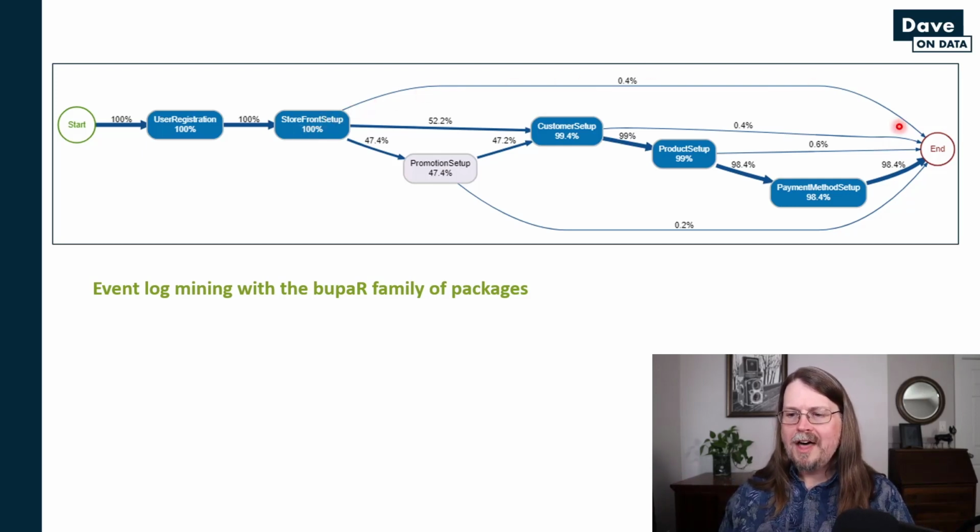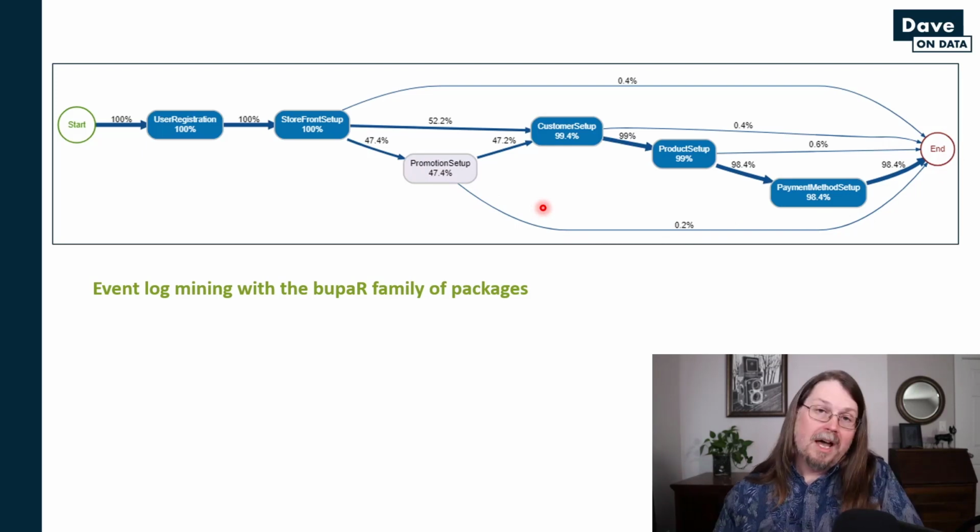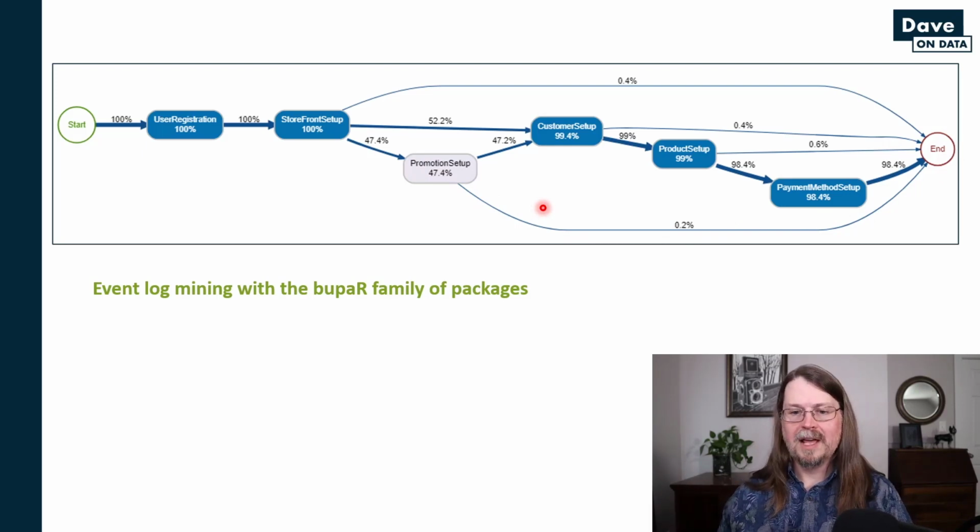0.4% do nothing else. Okay, that's a really small number, but it's still immensely interesting, right? Almost 0.5% of people who set up a storefront just don't do anything else and they just leave. That's super interesting. 52.2% go straight to setting up customers, but then 47.4% actually go set up a promotion. That's awesome. And then of this 47.4%, about 0.2% just stop, which is, again, an extremely small number, but it could be potentially interesting for you as a product manager.